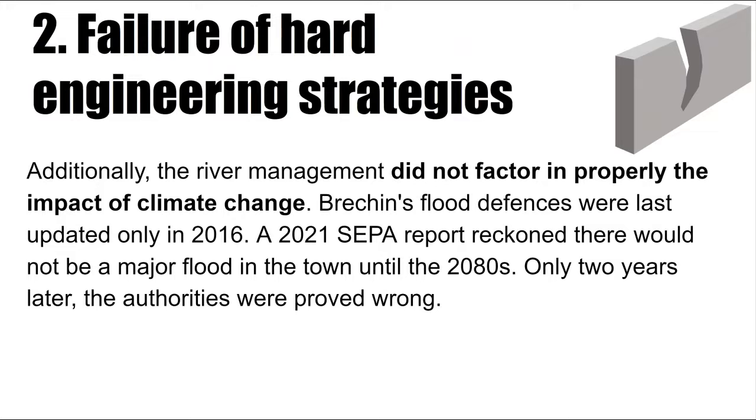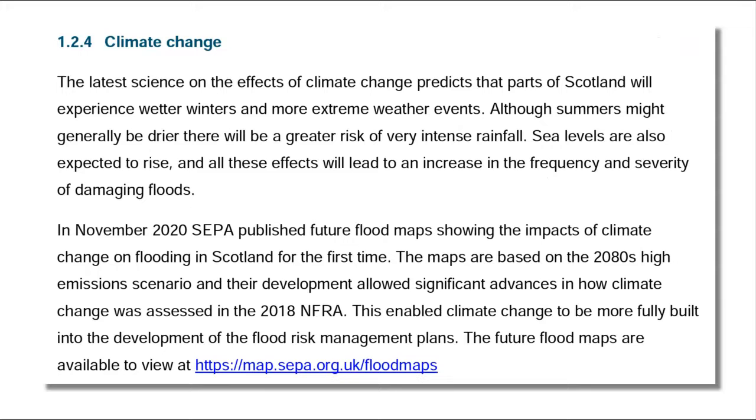Only 2 years later, the authorities were proved wrong. They underestimated the effect that climate change would have of supercharging these storms. So this is their 2021 report. The latest science on the effects of climate change predicts that parts of Scotland will experience wetter winters and more extreme weather events, they said.